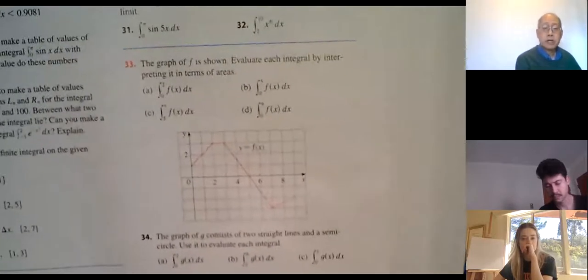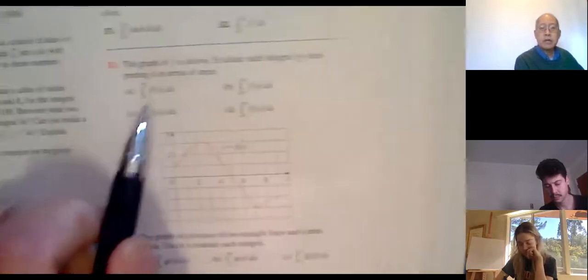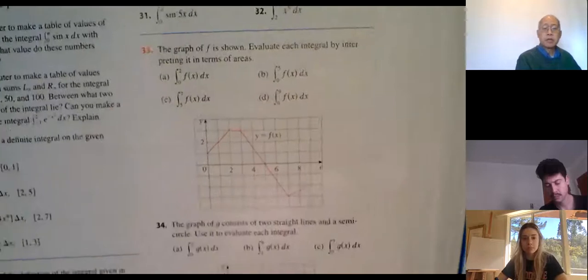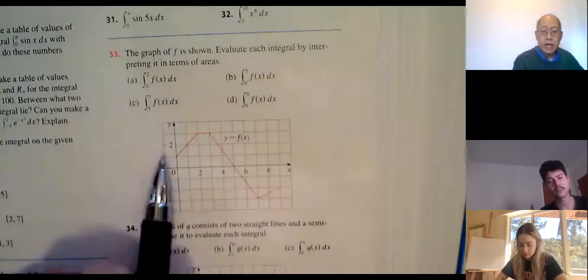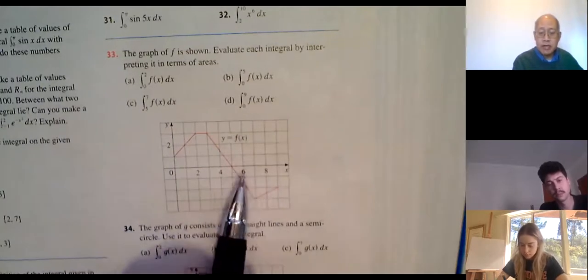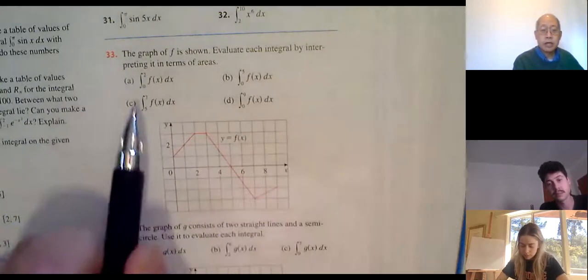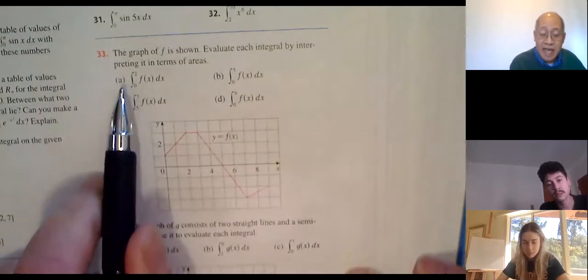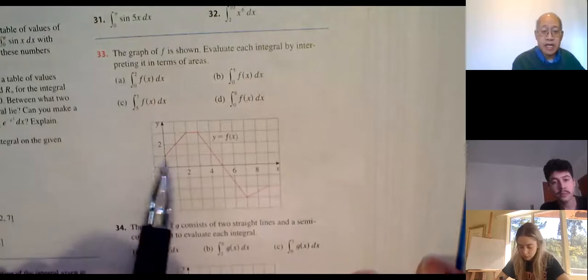Okay. So let's look at 33. Evaluate each integral by interpreting in terms of areas. Okay. So we know for an integral, anything that's above the x-axis is counted as positive. Anything below the x-axis is counted as negative. Okay, integral from 0 to 2 of f of x dx. They're asking for the exact value now, not an approximation, exact value.